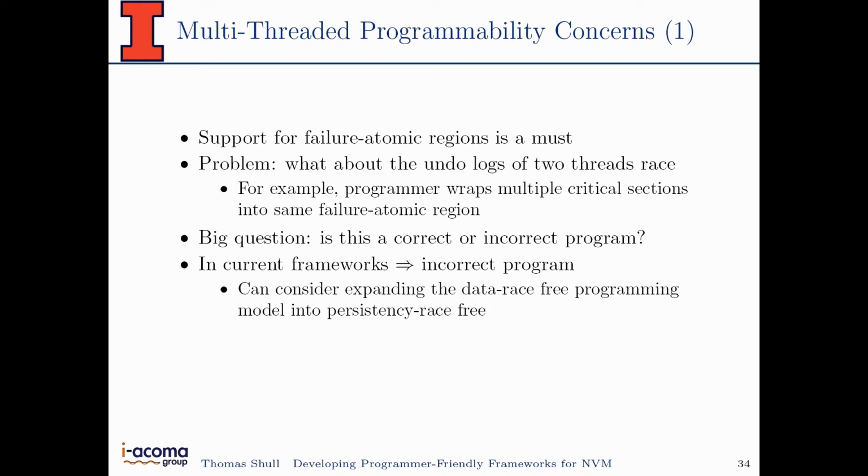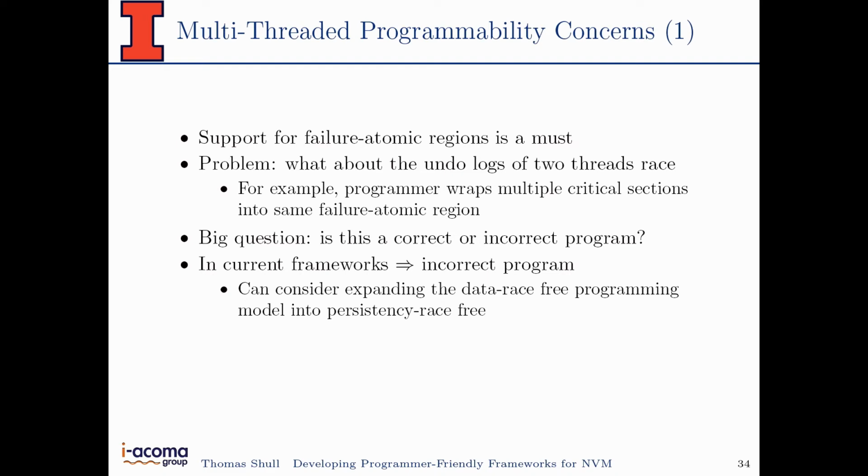But let's suppose they're very lazy about where they put their failure atomic regions, and they try to wrap multiple critical sections within the same failure atomic region. The problem can arise that two threads, in their per-thread undo logs, have each modified the same value. And you don't know which of those two values you're supposed to roll back to if a crash occurs. Right now, with all these frameworks, if they write it in such a way, it's really an incorrect program, because they had to change their locking to make sure the undo logs of multiple threads wouldn't both have the same object.